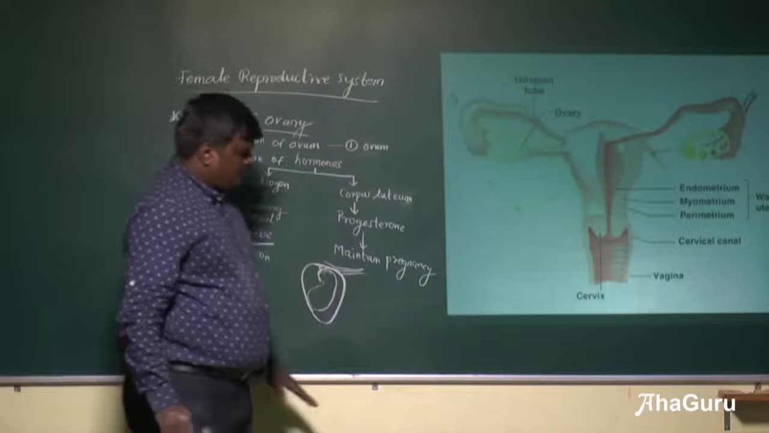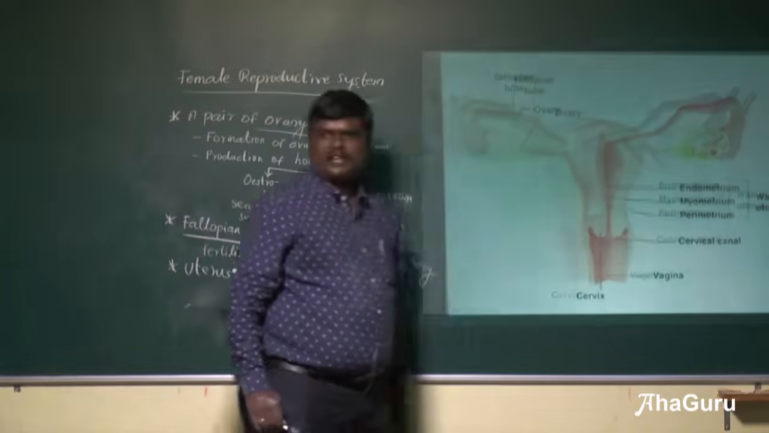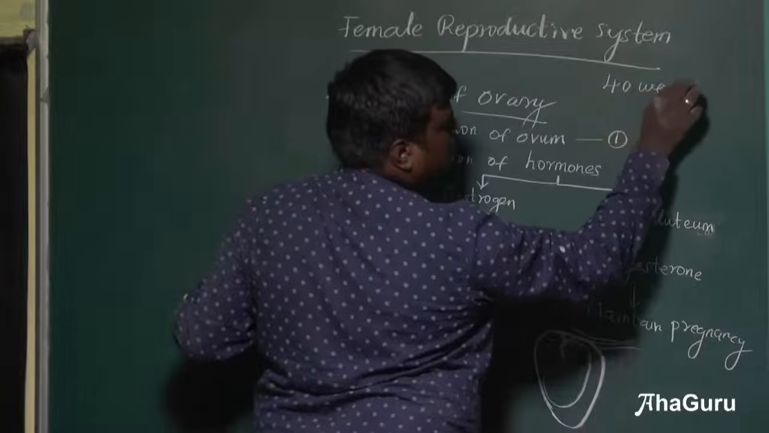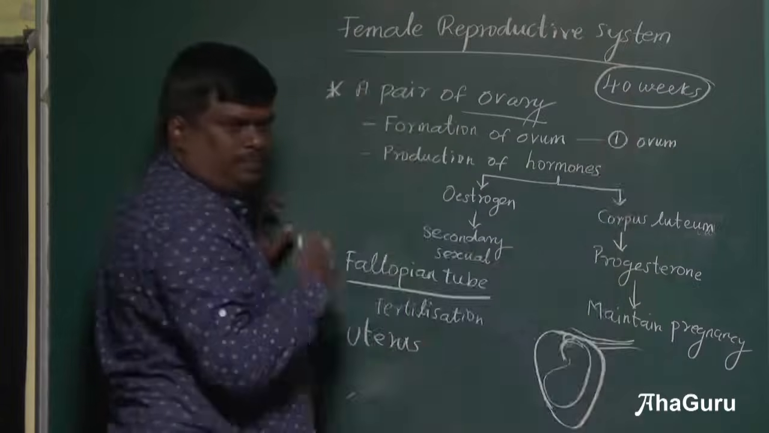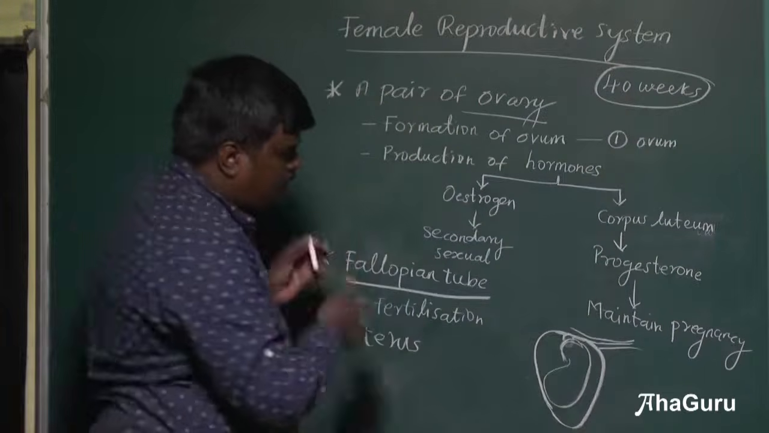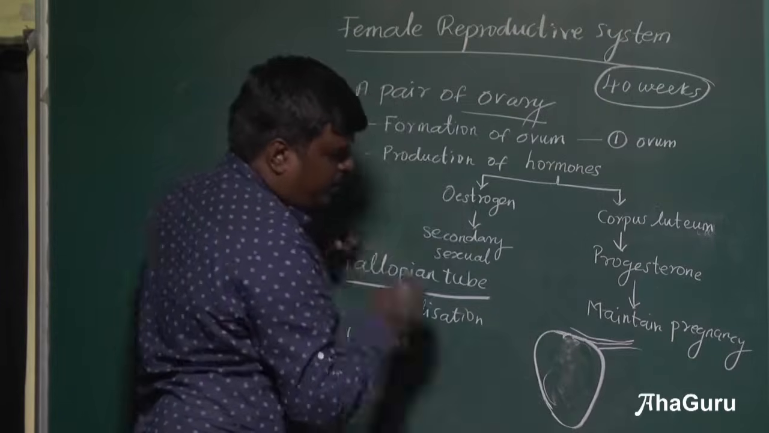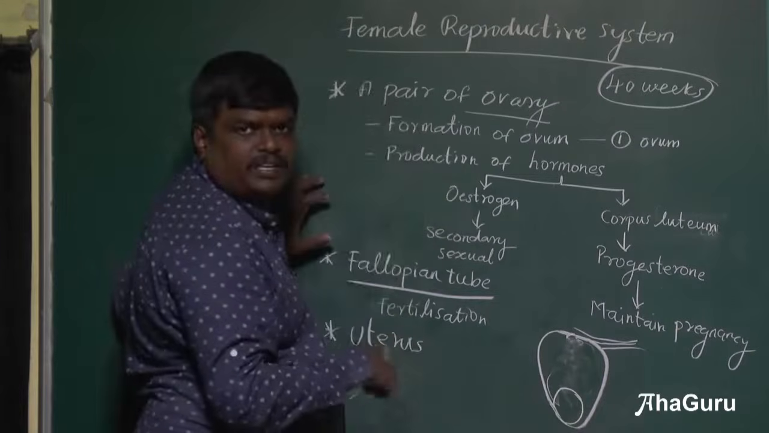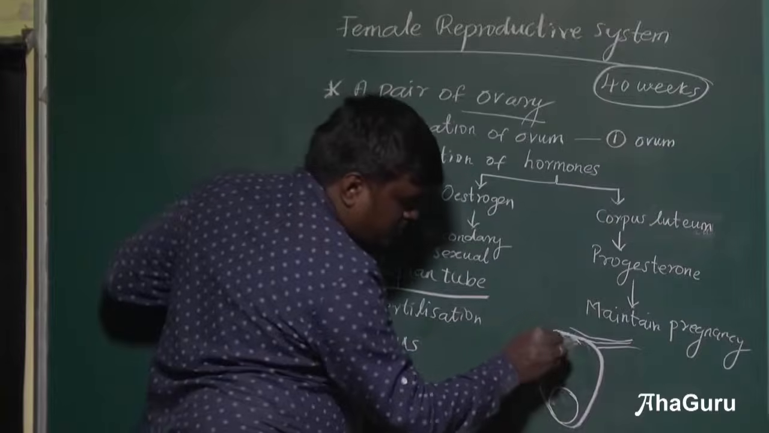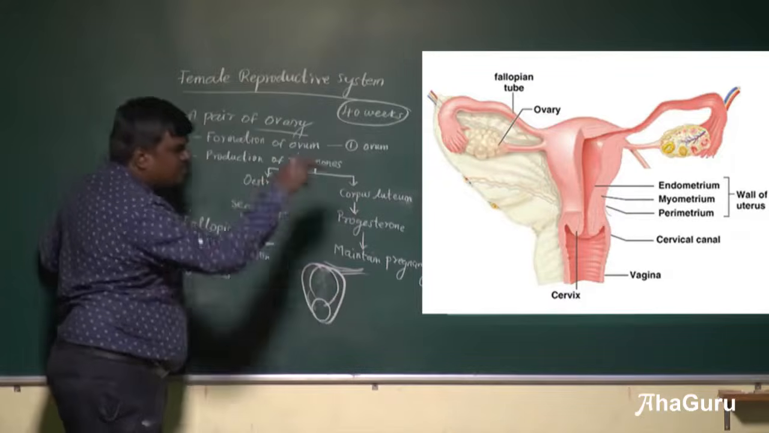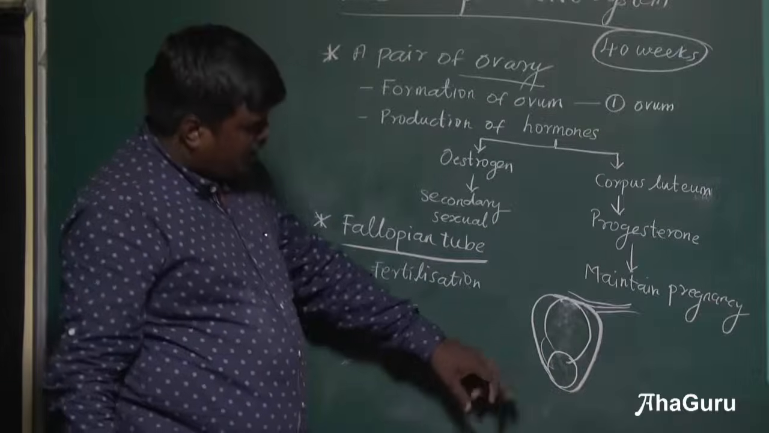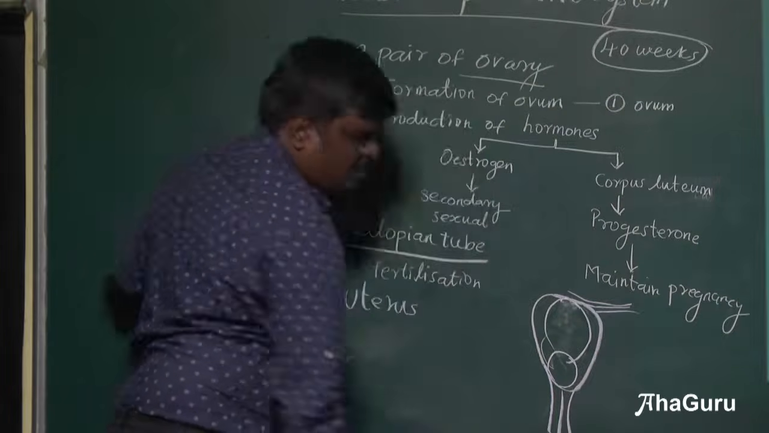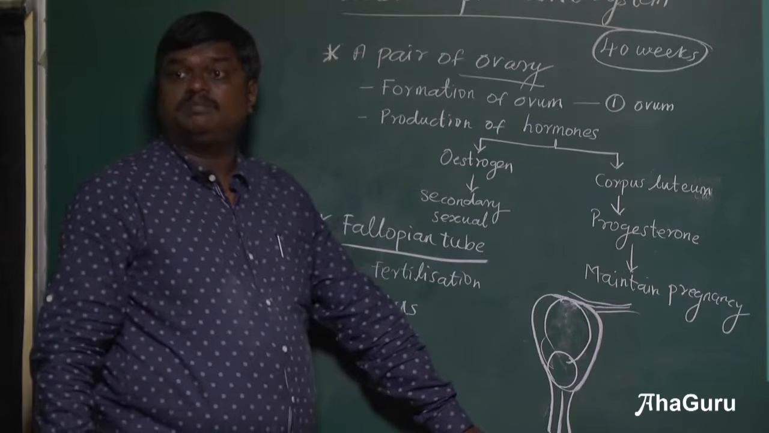And next, what are the functions of the cervical canal and vagina? So, here the gestation period or the growth period is 40 weeks. After that what will happen? Nearly after the 38th or 40th week, the baby takes a twist, and the head region will be facing towards the cervical canal, and through the vagina the baby will come out. The reason why the vagina is also known as the birth canal.